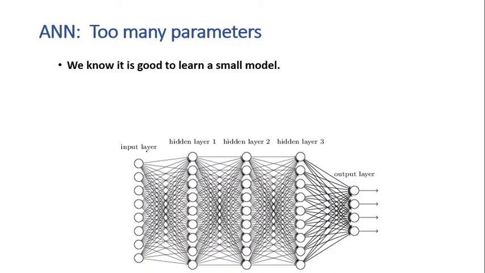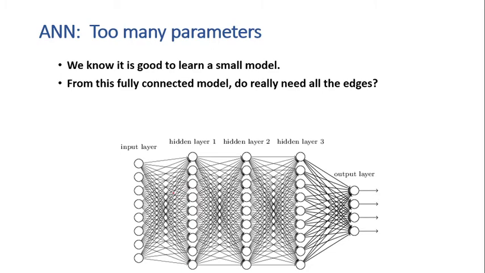So the first problem: ANN has too many parameters, which are many times not required, right? Why do we have too many parameters? Because it is a fully connected model. Now the question is, do we really need all the edges to solve or to classify a particular example, right? Can we share something from the other data as well, or you can say other nodes as well? So now let's look into this.